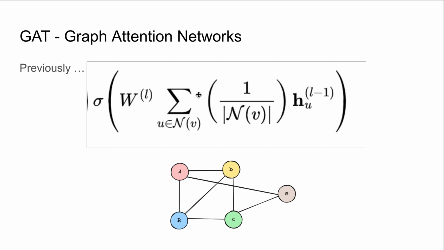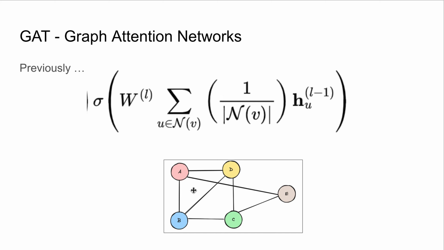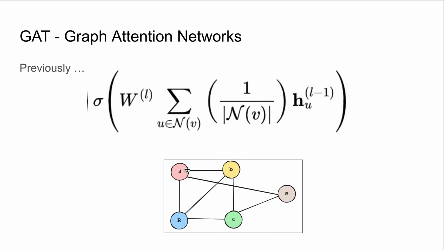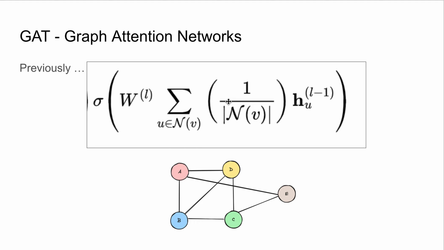But I want to point out something here. By using this constant value, 1 over the node degree, you're essentially placing equal importance on each of the neighbors. So in this case, A, the node degree for A, this constant value 1 over 3 is placing an equal importance on node D, equal importance on node E, and equal importance on node B. In other words, this term here is forcing you to pay equal attention to all the nodes in your neighborhood.